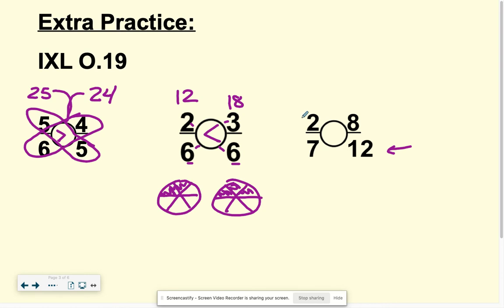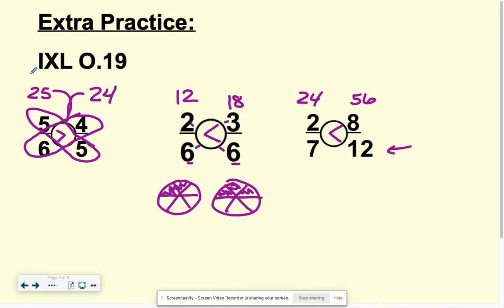Bottom times opposite top. 12 times 2 is 24. 7 times 8 is 56. 56 is bigger than 24. But we can also look at our fractions to see if that makes sense. If you have 2 pieces out of 7, well, we know that's less than half of it. If you have 8 pieces out of 12, 8 is more than half of 12. So that answer does make sense.